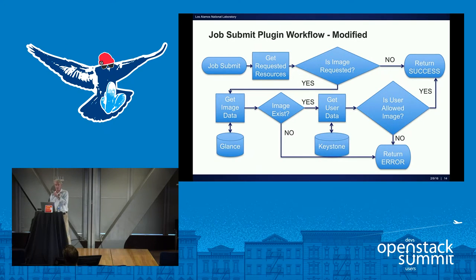The job submit plugin workflow, this is also from the spring. It's kind of obvious. It looks for the requested resource. Did you ask for anything? If you did, let's get data about it. Does it exist? No, then resubmit your job. Is a user allowed to grab an existing image? Is it public? Are they in a member tenant? If it's allowed for the image, yes or no, we go ahead and pass on. What we did to expand this to handle the network request was replace image with net, replace Glance with Neutron. It's pretty straightforward, but it's the same workflow.